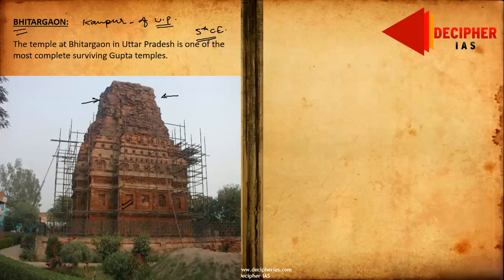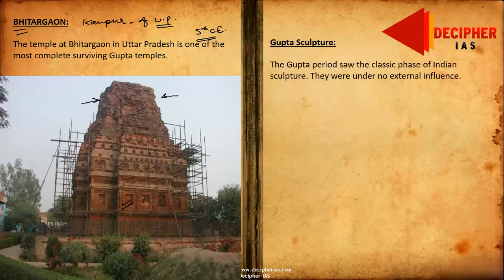So, now we'll set our eyes upon the Gupta sculptures. The Gupta period saw the classical phase of Indian sculptures as it did in the matter of temple architecture. They were under no external influence, mind you. So, the Gupta sculpture was at its best in giving shape to the images of deities and divinities, both of the Brahmanical and of Buddhist faiths. So, countless numbers of images were cut into shapes at several centers for their installation in numberless temples and shrines.